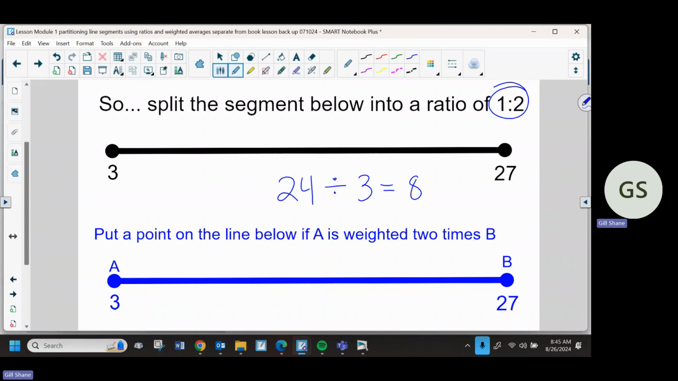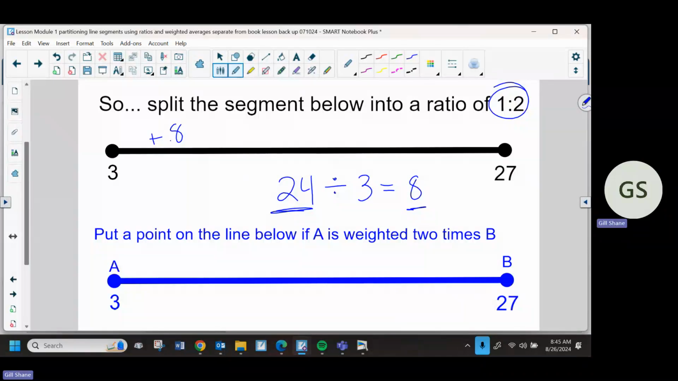The 8, just like when we divided the different basketballs, footballs, whatever into groups, when we divided it by how many groups, the answer was how many in each group. This answer, we don't have a how many in each group. We have, if this is the length of the total segment, this is the length of the smaller segment. So that is how long each smaller segment is going to be. So that's what I use to divide up into 3.